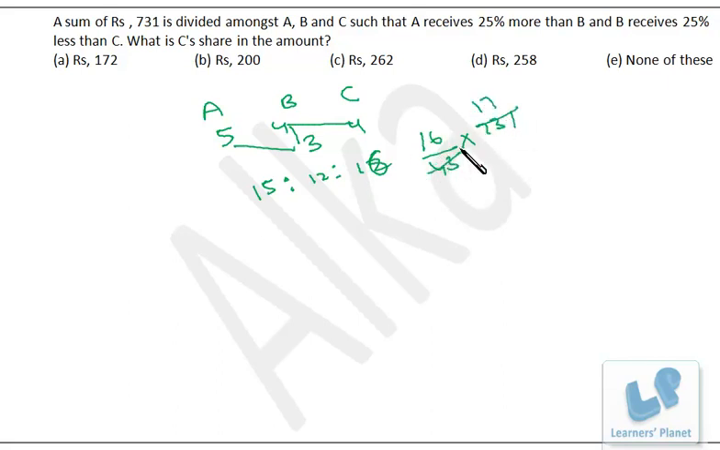You can be sure of that because your answers are in integers and you are not asked to calculate the approximated value, right? Now 16 into 17, that you have to do. 16 square is 256. 256 plus 16 will be 272. So that's not there in the options. So it's none of these. Okay. I hope you are clear.